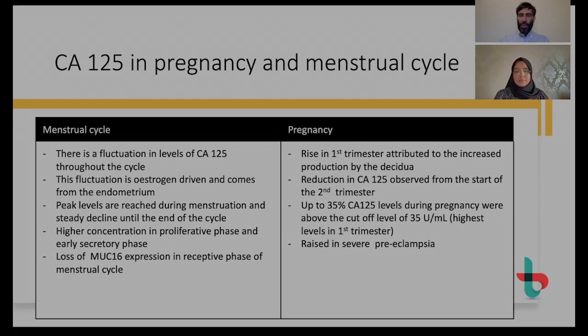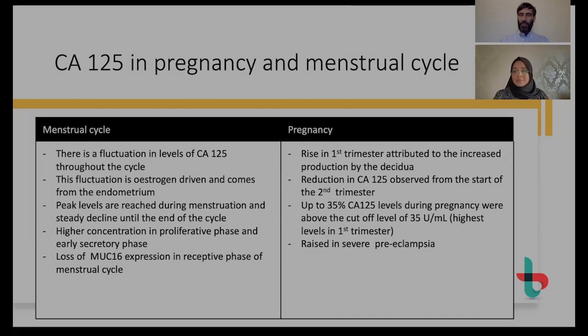And as we have already learned, after the attachment, we have got upregulation in order to prevent the immune system or natural killer cell from rejecting the fetus, which is quite a clever way to deal with it. And now we are going to talk about raised CA125 during pregnancy.